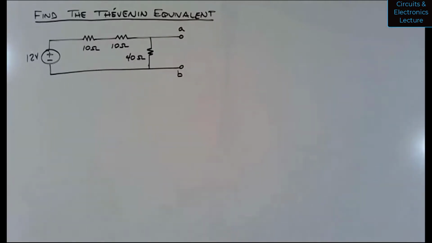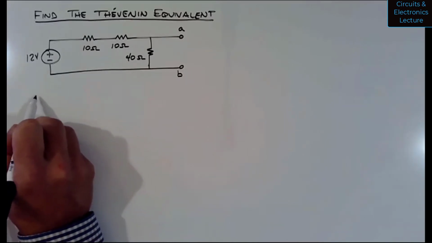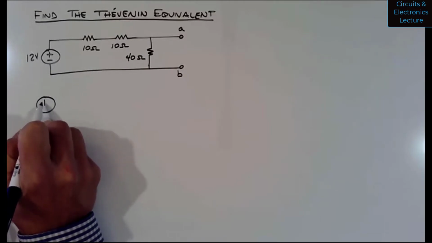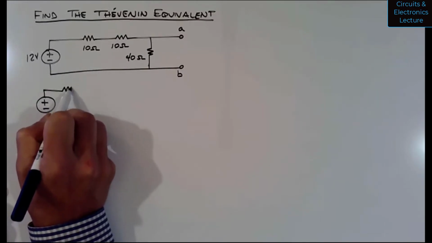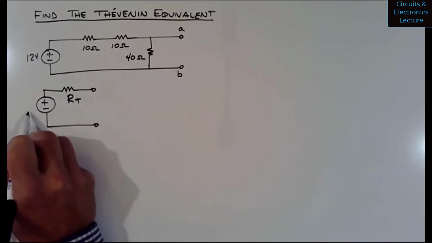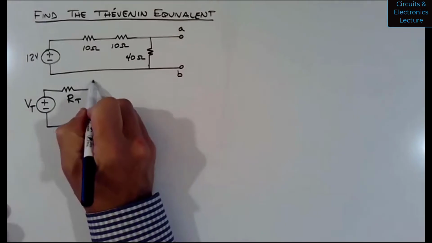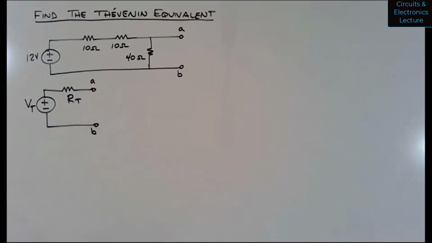So here is a straightforward circuit. And what we want to do is find the Thévenin equivalent of the circuit. So the question would say, between terminals A and B, find the Thévenin equivalent. Okay, so step one that I showed was, let's create the answer. Let's draw the answer. So that's the answer, right? VT and RT, and between terminals A and B. And now we have to fill in those values, right? What is VT, what is RT?